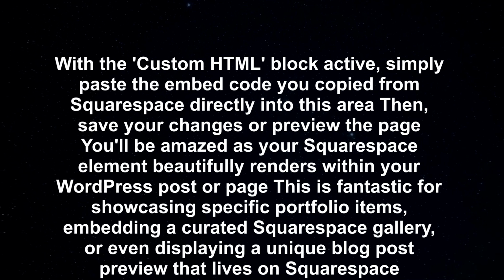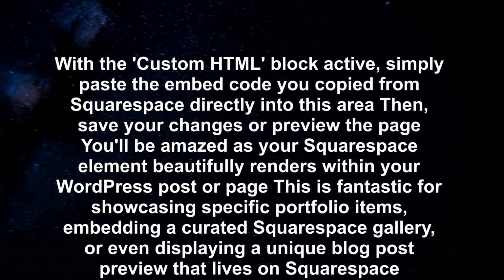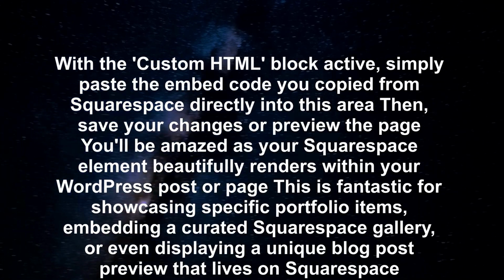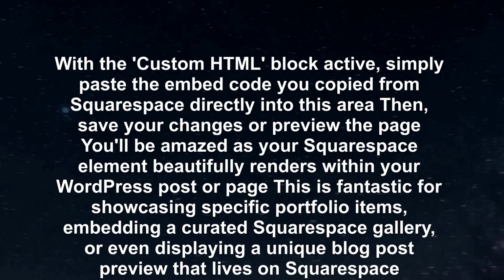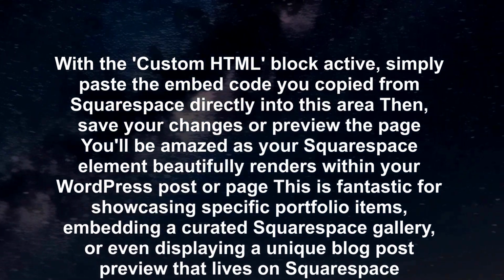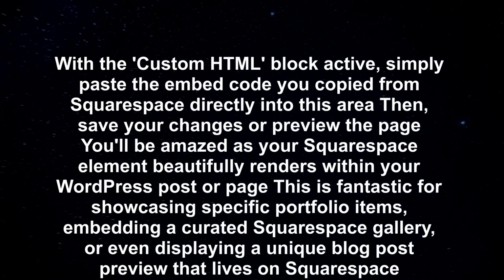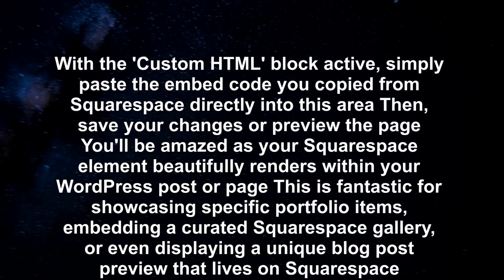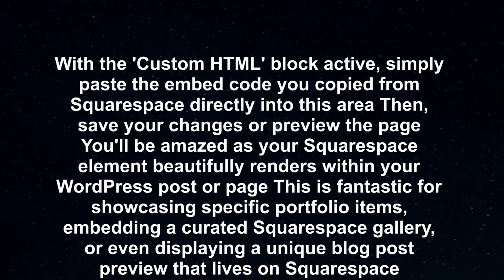With the custom HTML block active, simply paste the embed code you copied from Squarespace directly into this area. Then, save your changes or preview the page. You'll be amazed as your Squarespace element beautifully renders within your WordPress post or page. This is fantastic for showcasing specific portfolio items, embedding a curated Squarespace gallery, or even displaying a unique blog post preview that lives on Squarespace.